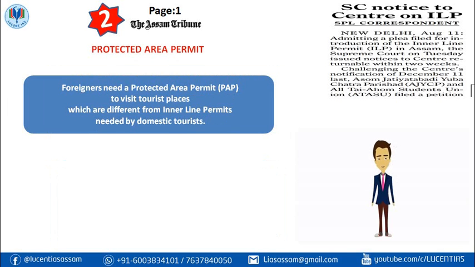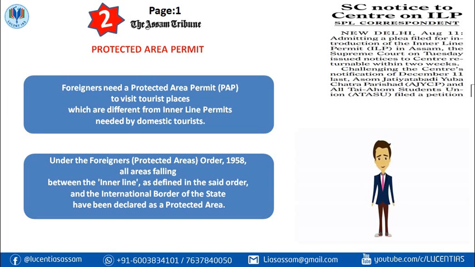Number 2. Protected Area Permit. Foreigners need a protected area permit to visit tourist places, which are different from inner line permits needed by domestic tourists. Under the Foreigners Protected Areas Order 1958, all areas falling between the inner line as defined in the said order and the international border of the state have been declared as a protected area.